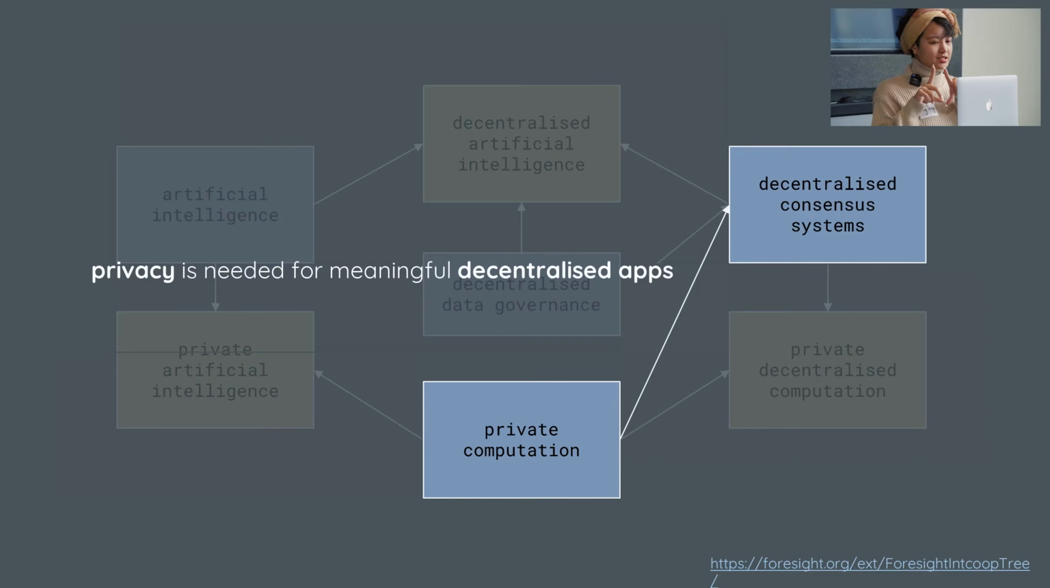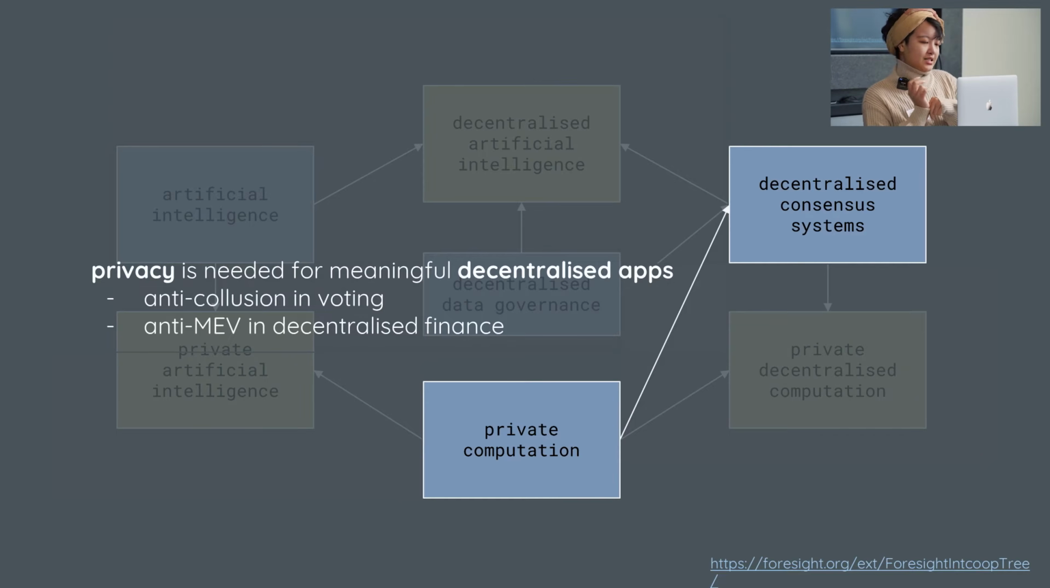Another one of these connections that became clear to me is that privacy is intimately related to decentralization, in the sense that for any decentralized application to be meaningful, it needs to be private. For example, for voting to be meaningful, we need anti-collusion. And anti-collusion depends on plausible deniability, and that needs some degree of privacy.